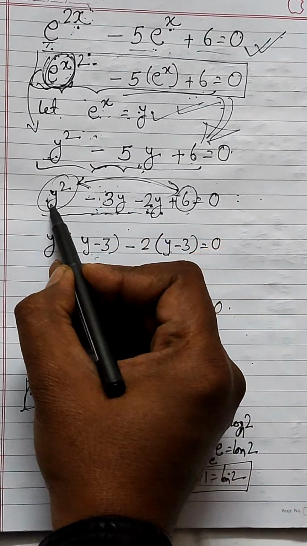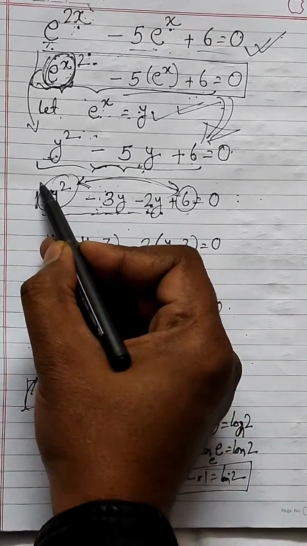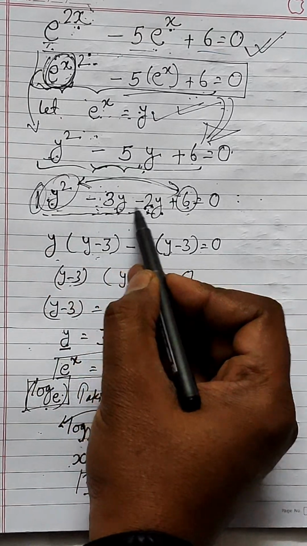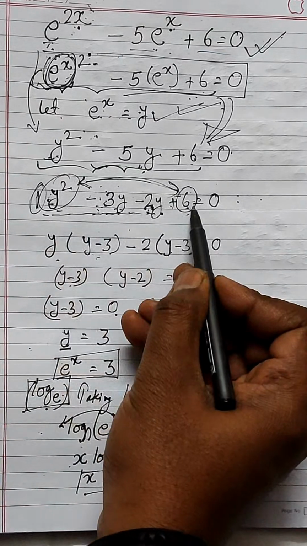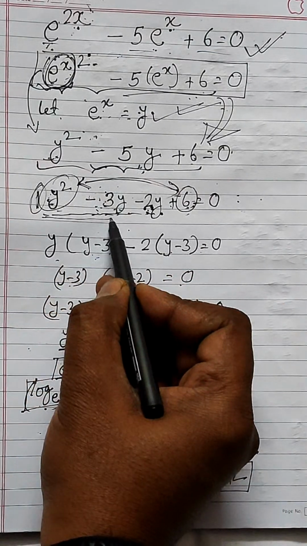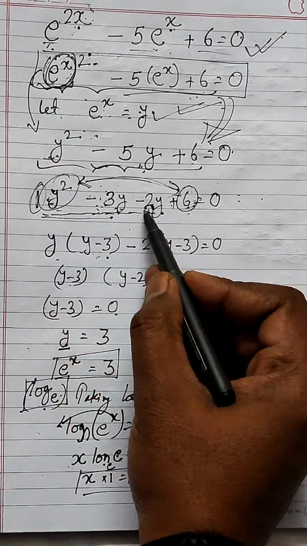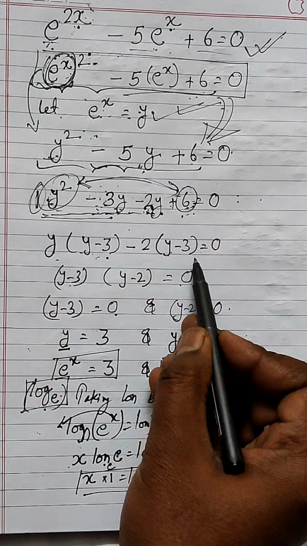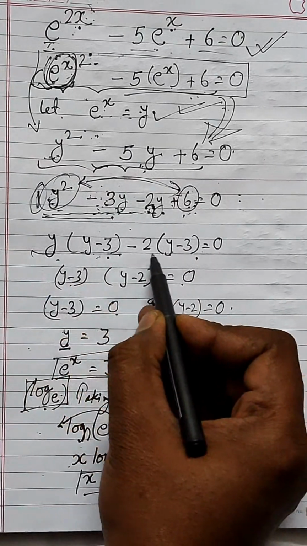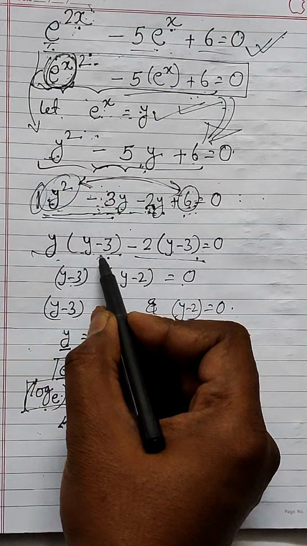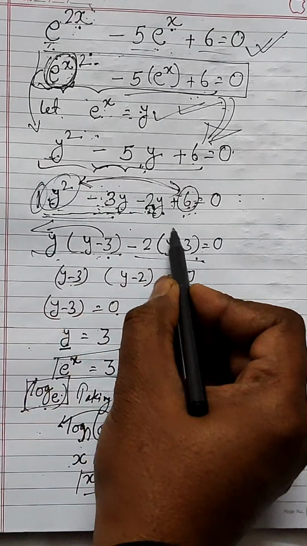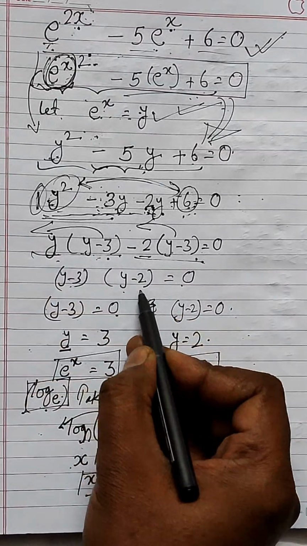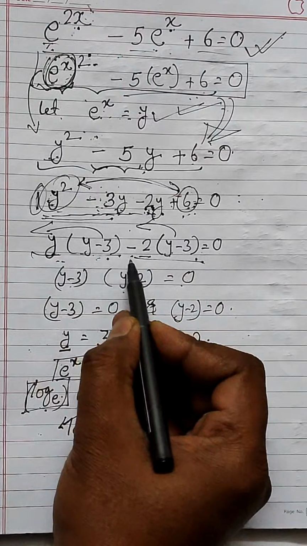This one, that is coefficient. You can see 1 and 6, and minus 3 and minus 2. This will be coming as 6. So you split the middle term, and taking y as common from the first two terms, you get y minus 3. And taking minus 2 as common from the last two terms, you get y minus 3. So y minus 3 here, y minus 3 here. Taking y minus 3 out from both, you get y minus 2 as what is left over.